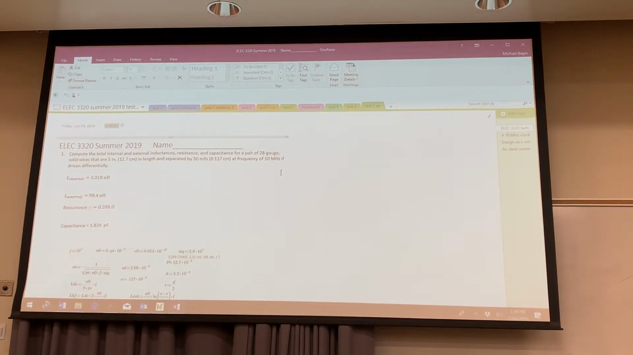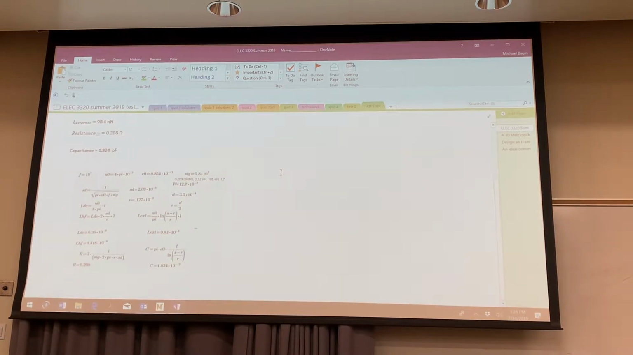So the first thing I'm going to do coming down here is it's copper too, so it's 5.8 times 10 to the 7th was conductivity. And I think I gave that to you during the exam, right? Yeah. All right. So the first thing you have to do is get the skin depth. That's right here, and that's just 1 over the square root of pi times f times mu times sigma, and mu is just mu naught. So that's the skin depth. I think everybody got that right.